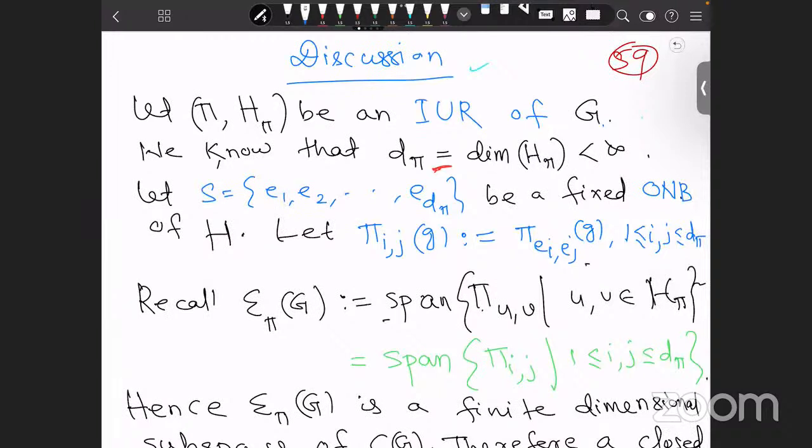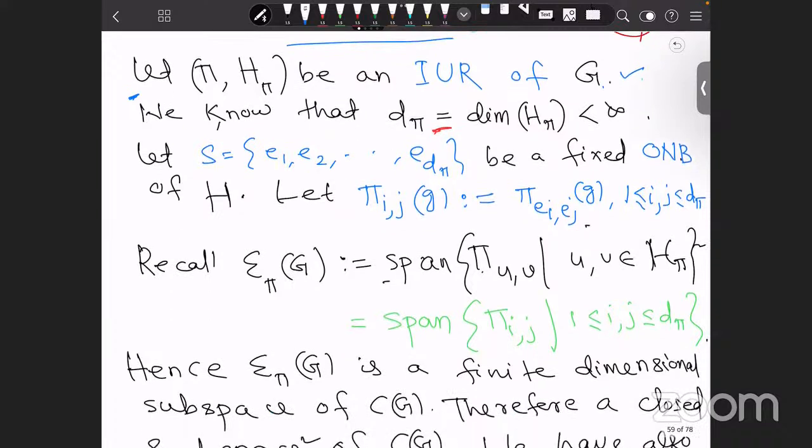Let pi comma H pi be a unitary irreducible representation of G. Let pi comma H pi be an irreducible unitary representation of G. We know that the dimension of H pi, which is d pi, is finite. Let S equal u1, u2, up to u d pi, a fixed orthonormal basis of H.